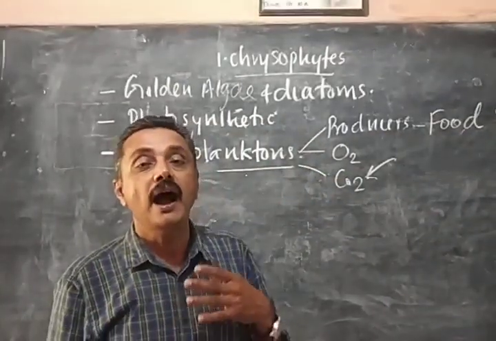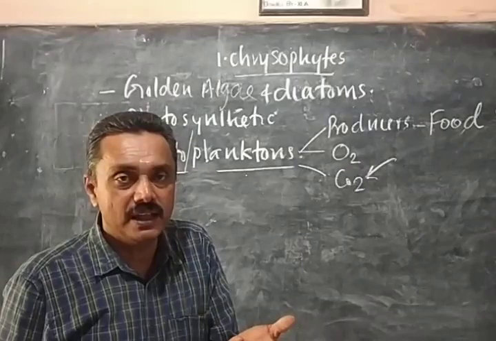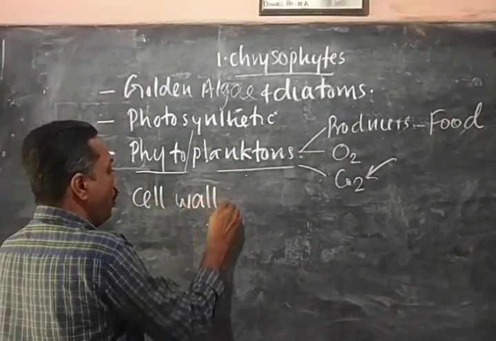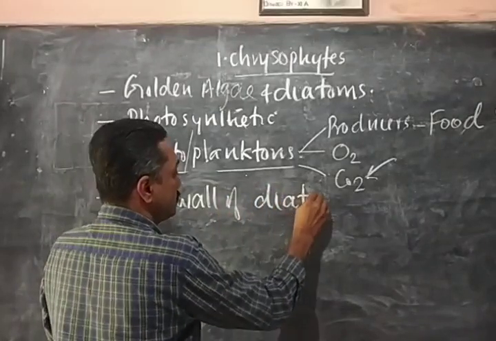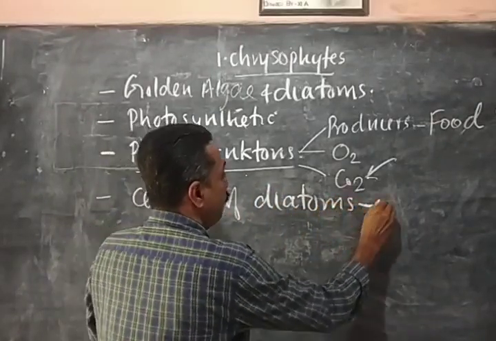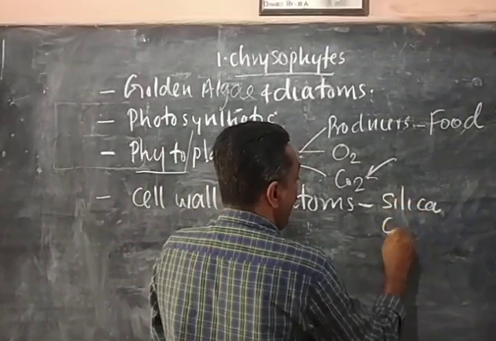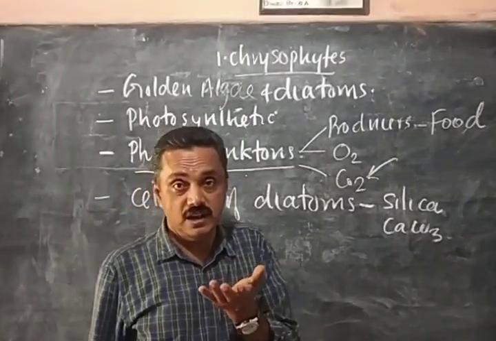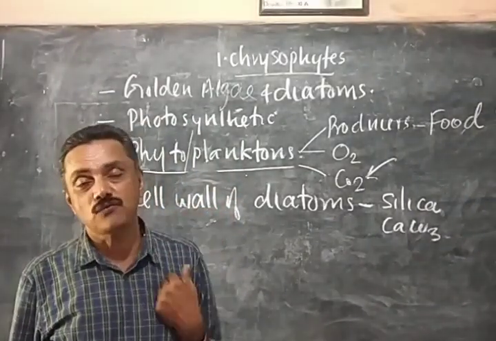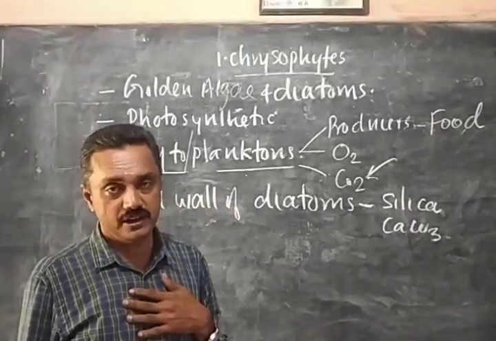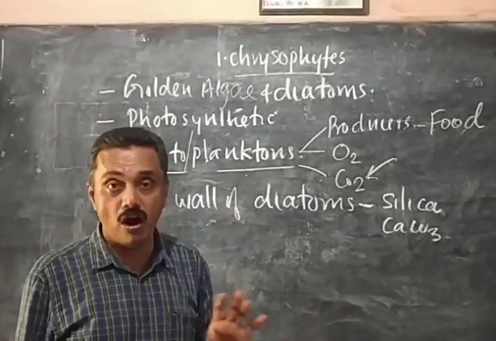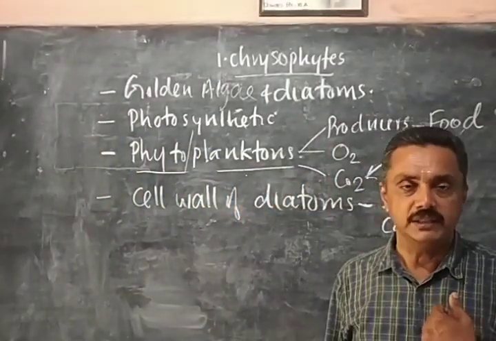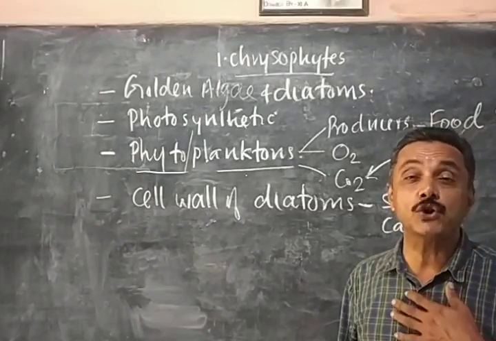Then another importance is that the cell wall of diatoms is made up of silica and calcium carbonate. See, the cell wall of diatoms. Diatoms are floating on the surface of water. They are photosynthetic. The cell is covered by a cell wall. You know, cell wall. A plant cell is covered by a covering called cell wall. The cell wall of diatoms is like a soap box.